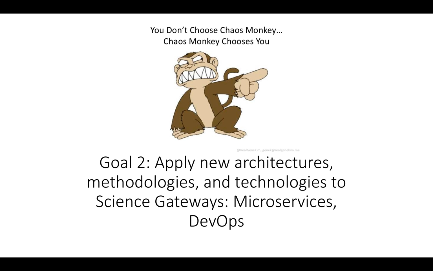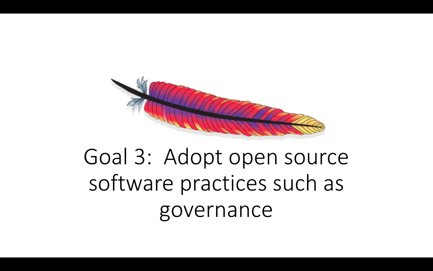And goal number 3 for Apache Airavata is to adopt open source software practices such as open source governance. The feather here is the Apache Software Foundation feather. The Apache Software Foundation is more than just a license, and certainly not a competitor to GitHub or something like that, but rather it is an organization that helps other organizations learn how to govern themselves in an open fashion.